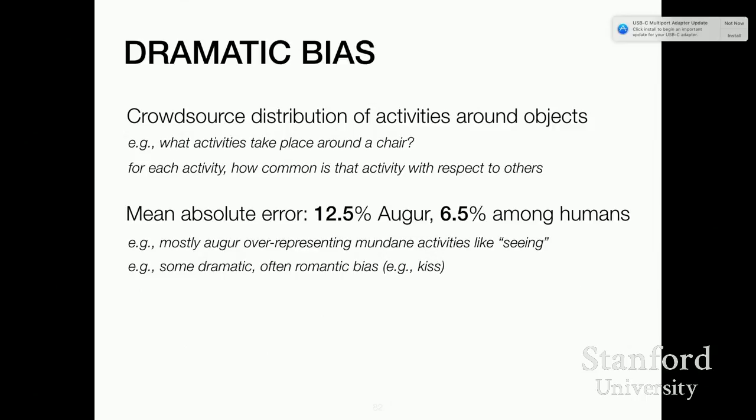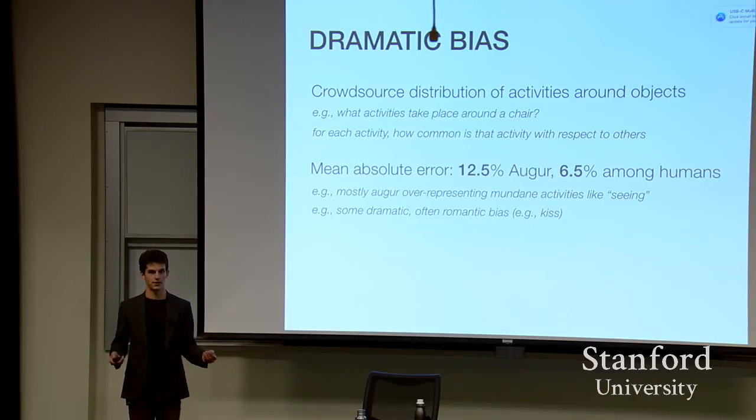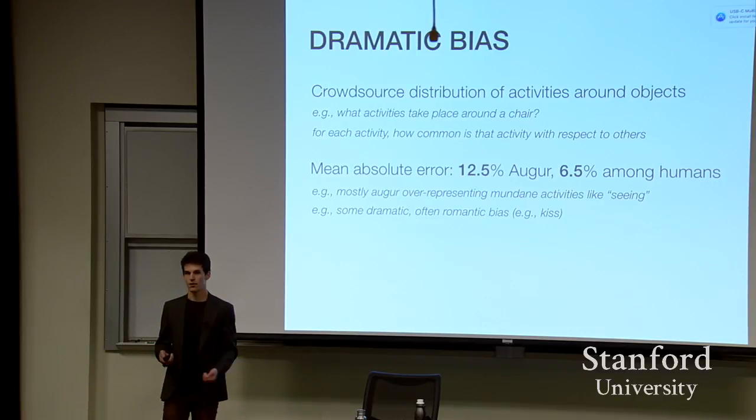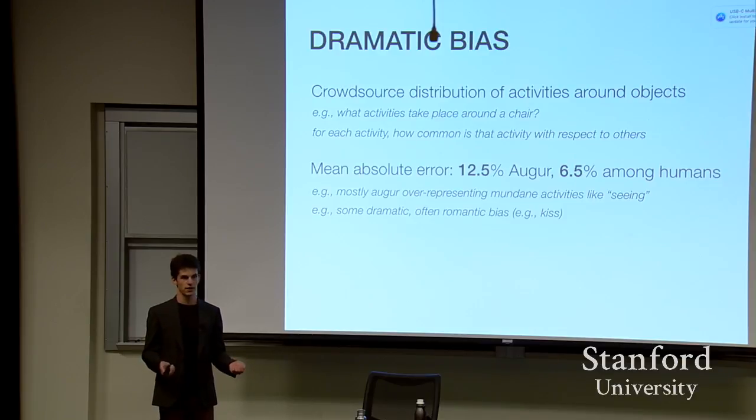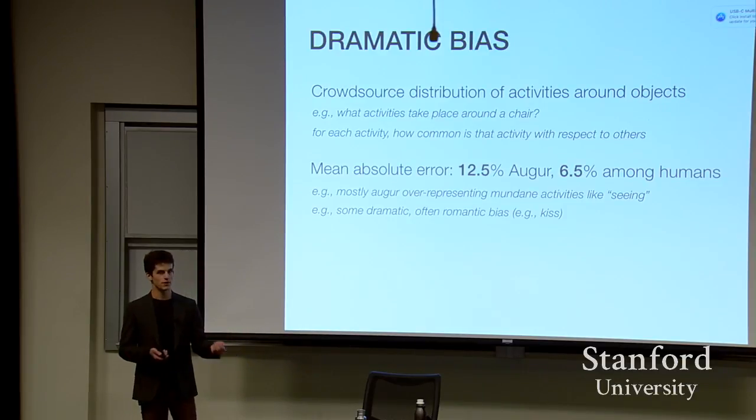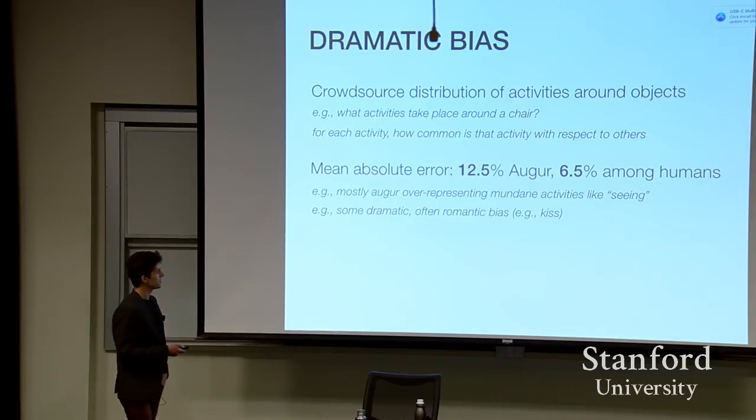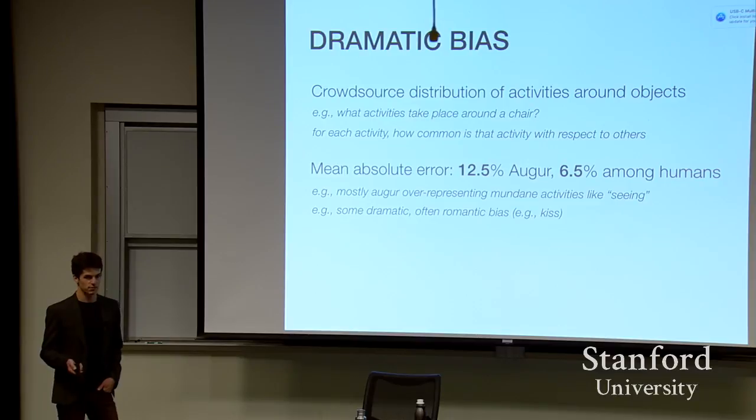So the system says you're far more likely to see a chair. People see a chair in fiction all of the time, whereas if you ask humans, are you more likely to see a chair or sit in a chair, they'll actually say you're more likely to sit in a chair. Right? So there's sort of an ambiguity here, or perhaps a human bias that's kind of affecting this a little bit as well. Of course, we did also see some of this dramatic bias that we were expecting.